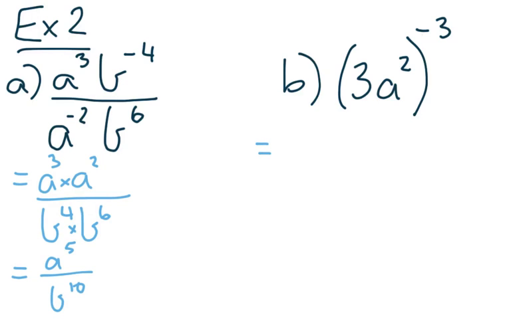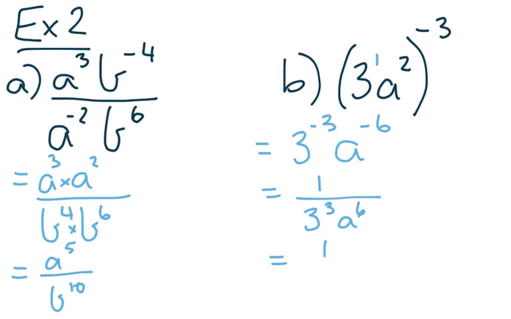Example 2, part B, we've got something raised to a power that's raised to a power again. So what we do is we have to remember there is that little 1 next to the 3. So it becomes 3 to the power of negative 3 because we multiply the indices, and a to the power of negative 6. So both of these powers are negative, which means we have to move them to the bottom. So we'd have 1 over 3 to the power of 3, a to the power of 6, and then we can expand the 3 to the power of 3, which becomes 27. So we've got 27a to the power of 6 as our final answer there.